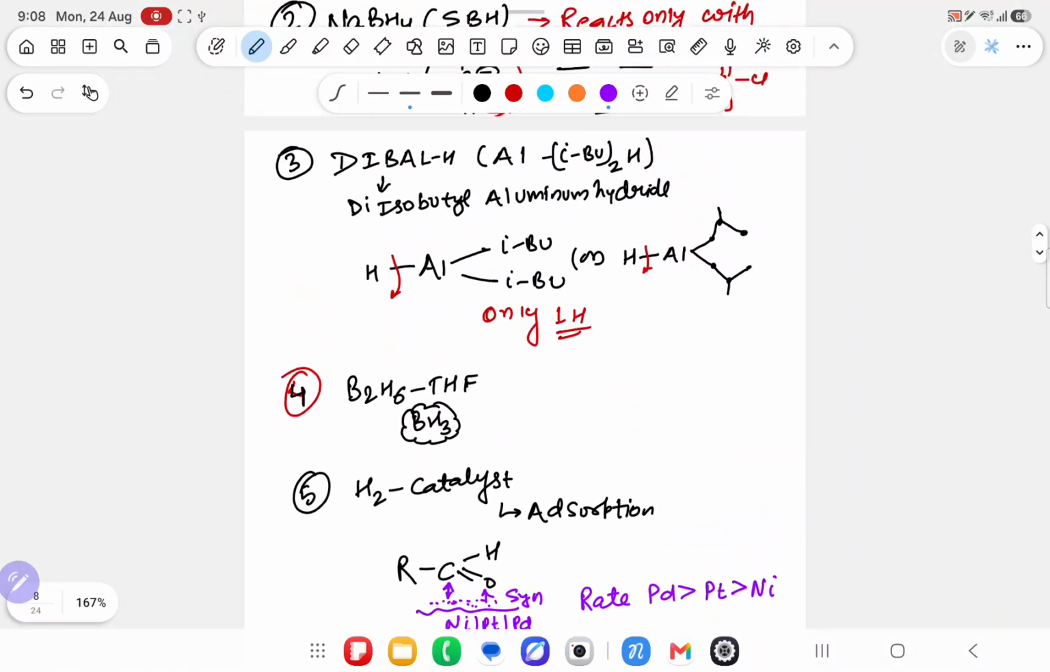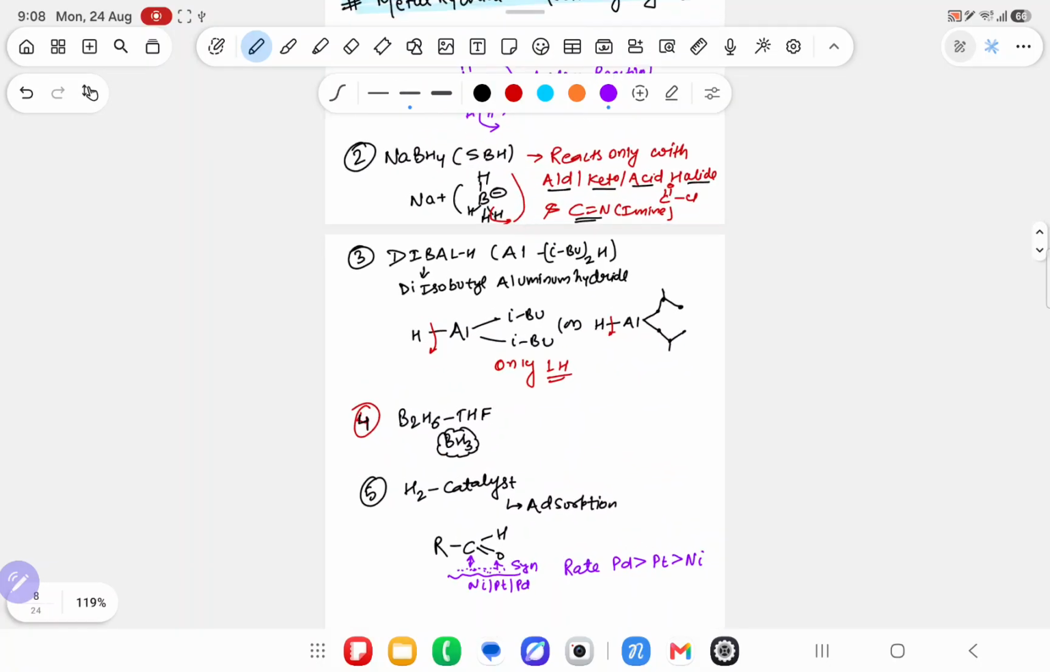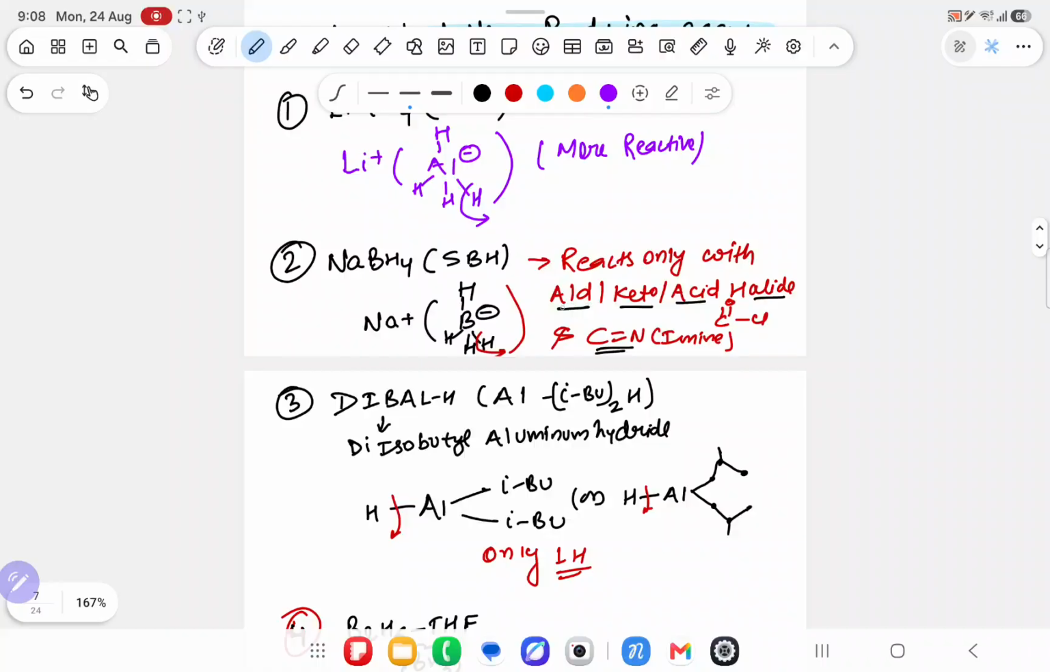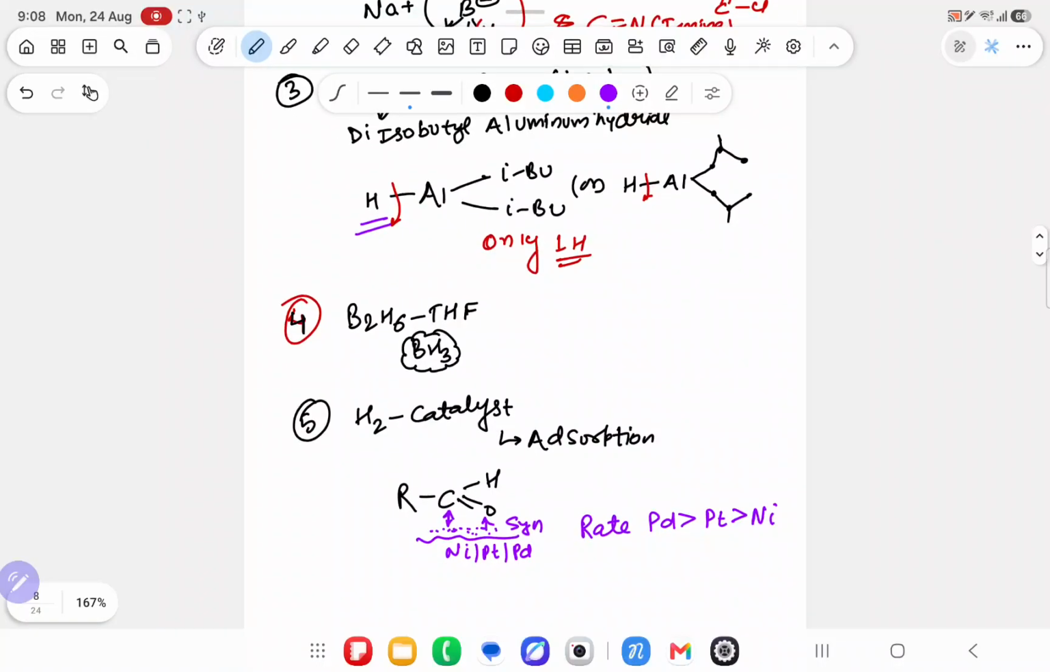So these are the total 5 metal hydride reducing agents. In that LiAlH4 is very more reactive. NaBH4 will only react with these 4, and DIBAL-H has only one hydrogen, and the remaining 2 are B2H6 and THF, and H2 and catalyst. Understood? Now on this basis I am going to do some questions, then we will go with the further topic.